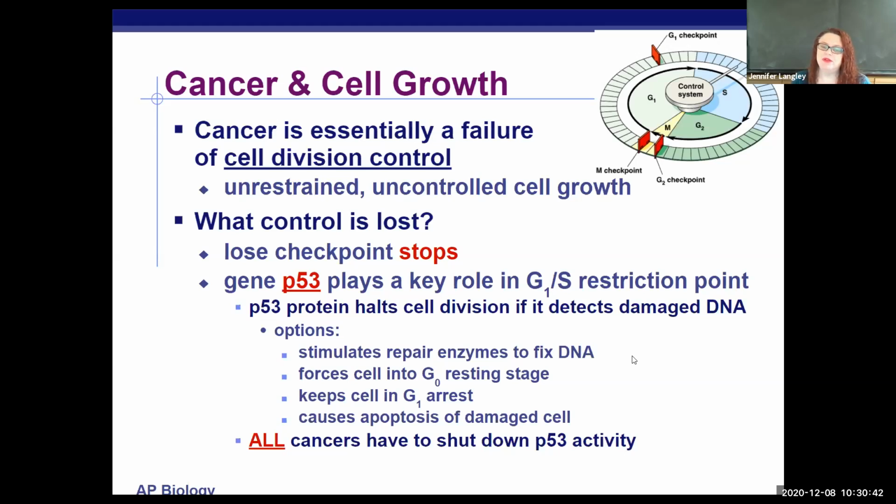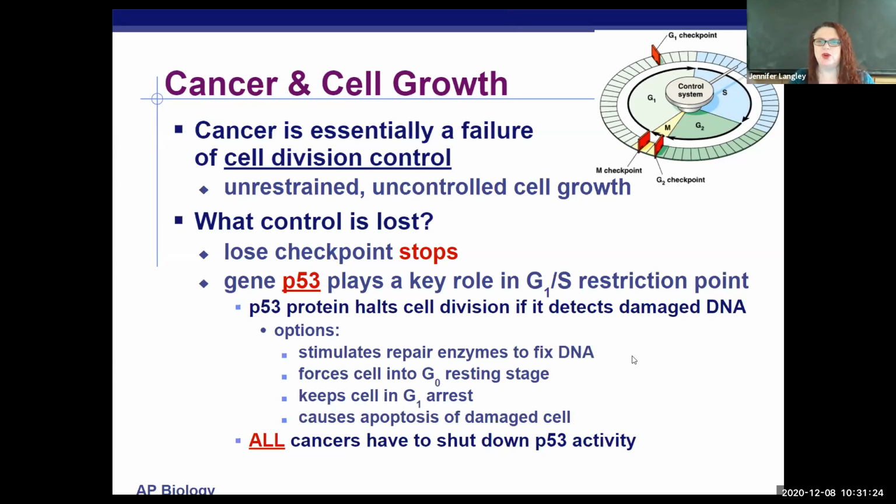So if I stop P53 from working, that means I'm not going to look for problems with the DNA. I'm just going to keep growing and growing and growing, including damaged DNA. And that's what we see in cancer. P53 stimulates repair to fix the DNA, but if we break that, then it can't repair it. It will keep the cell from dividing. So if this chemical is there, it keeps the cell from dividing unless there's a way to clear it up.